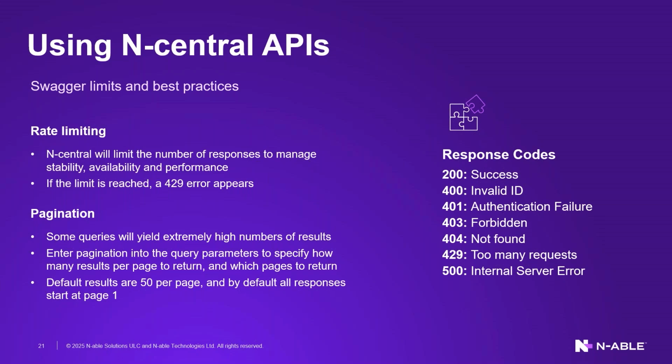And obviously, if you have too many requests and the rate limit is hit, you'll get that 429 error as well. Depending on what you're querying, and on your N-Central instance, let's say you have a large deployment and you want to retrieve a list of all the devices within your environment, that's going to yield an extremely high number of results. So pagination is also in place, limited to 50 results per page, and the default responses start at page 1. If you run a query and you don't get as many results as you're expecting, the likelihood is that some form of pagination is taking place, and you can adjust some steps to handle that.